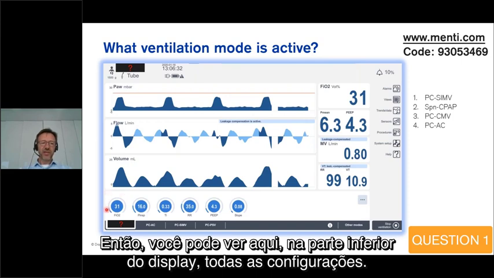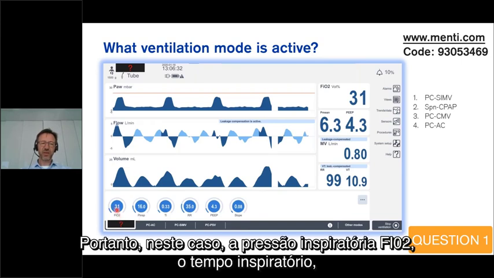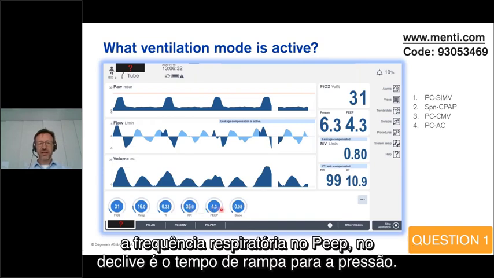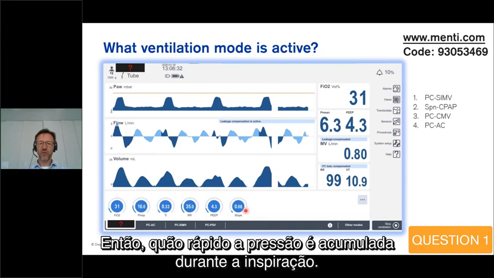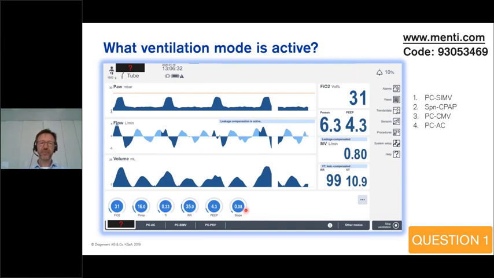In the lower part of the display, you see all the settings. In this case, FiO2, inspiration pressure, inspiratory time, respiration rate, the PEEP and the slope. The slope is the ramping time for the pressure, so how fast the pressure is built up during an inspiration.